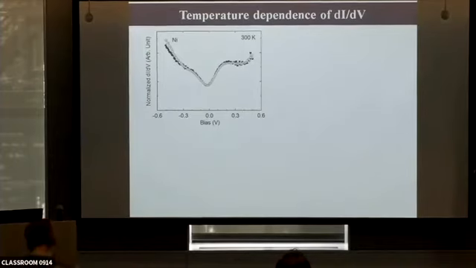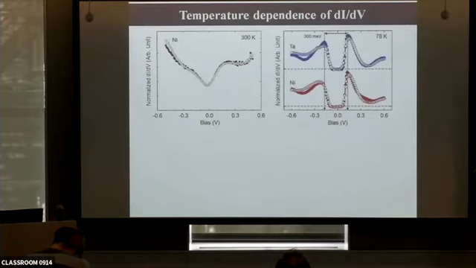So we also measure the temperature-dependent dI/dV, which is consistent with the density of states. At high temperature, 300 Kelvin, it shows a finite value at zero bias voltage. Here, the zero bias voltage corresponds to the Fermi level, so it shows metallic behavior. At the low temperature, 78 Kelvin, it shows a clear band gap picture. Therefore, the metal-insulator transition happens in this system.